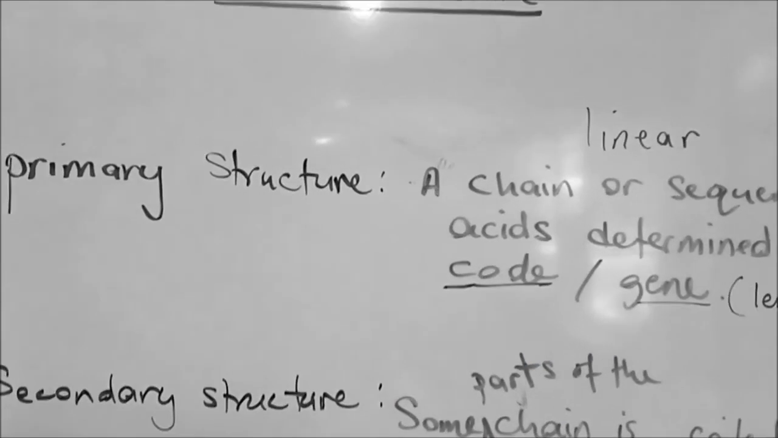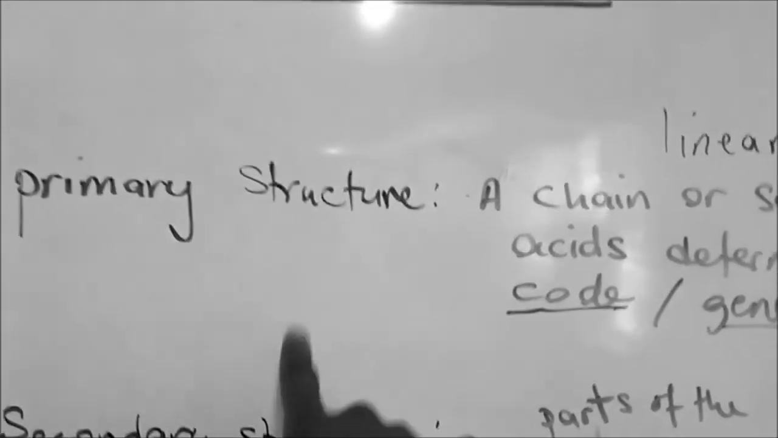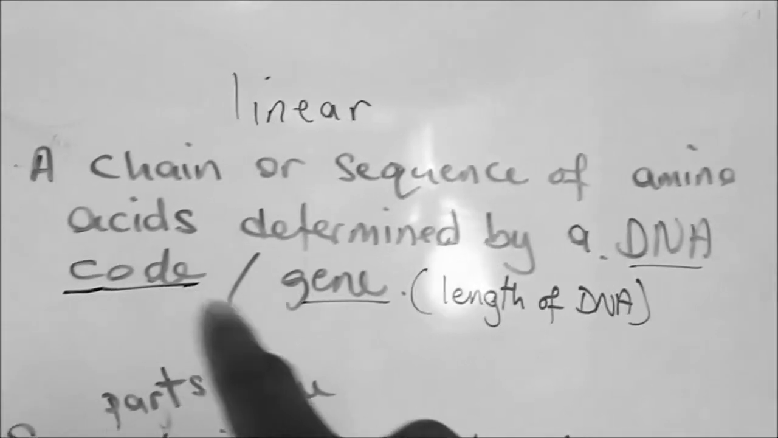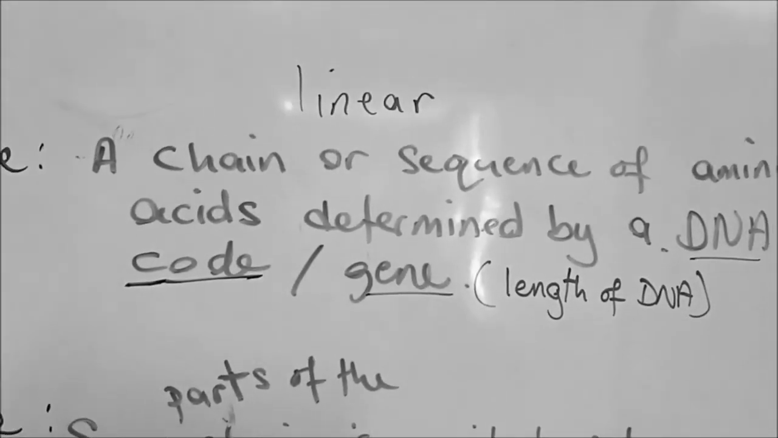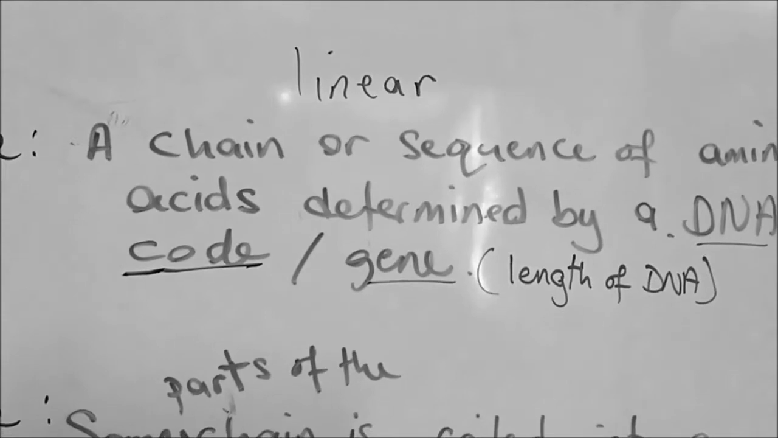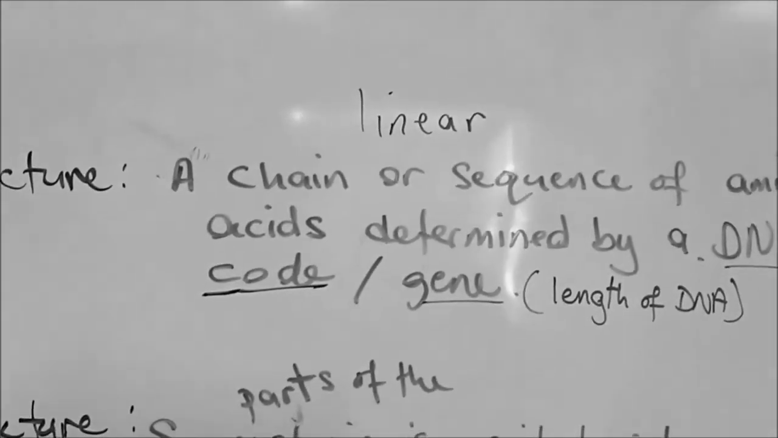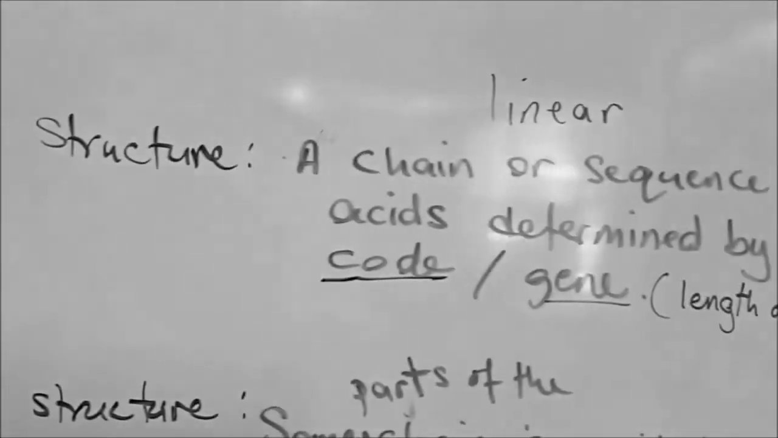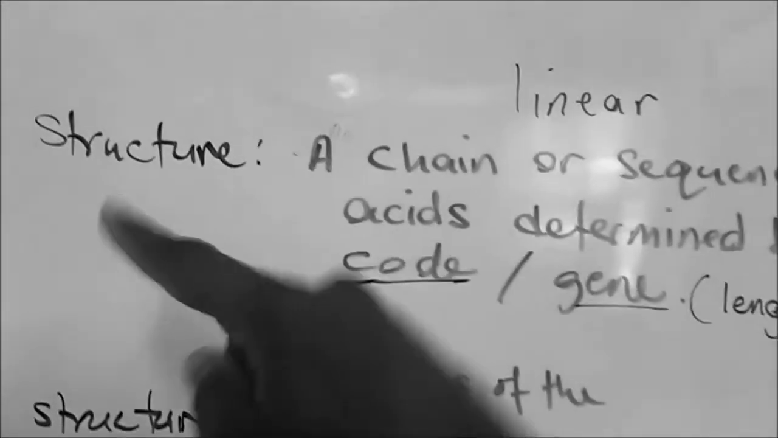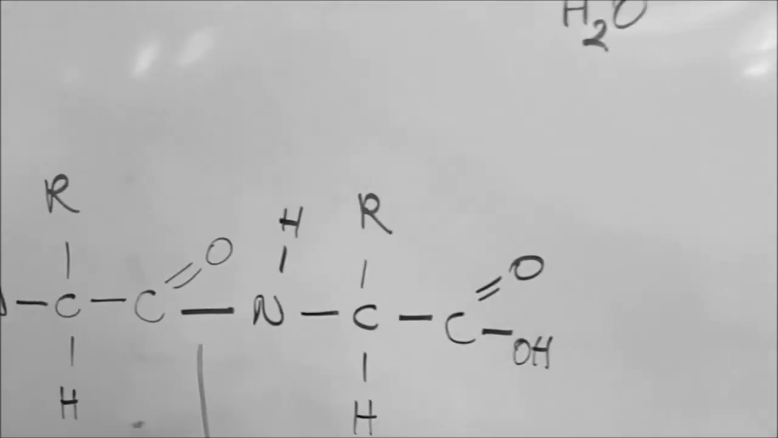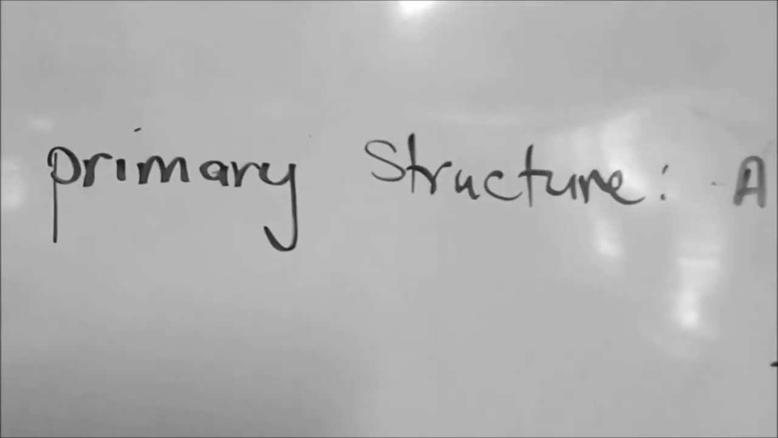So the first level is the primary structure of proteins. Primary structure is just a chain or sequence of amino acids, and this is determined by the genetic code or the gene, which is just a length of DNA. Just like how I showed you, a polypeptide is just a chain of amino acids, right? This is a linear thing, so you just have this chain going along with the polypeptides bonded like here. So you'd have many amino acids bonded in a linear fashion. That would give you your primary structure.